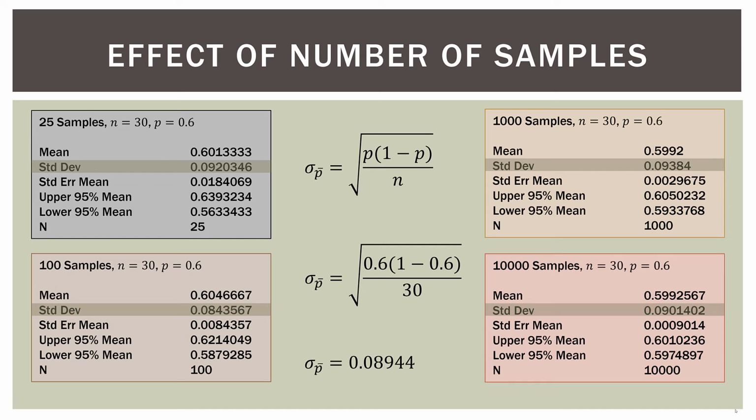Now, what about the effect of the number of samples? That does have an effect, but not on the standard error. It has an effect on the standard error of the mean of all of our sample proportions. Notice the standard error of the mean is 0.018, then it goes down to 0.008, then 0.002, then 0.0009. That's because we're taking more samples, not because our sample size is changing. What I wanted to show you with this slide is that as long as the sample size and the proportion are the same, the standard error is the same.